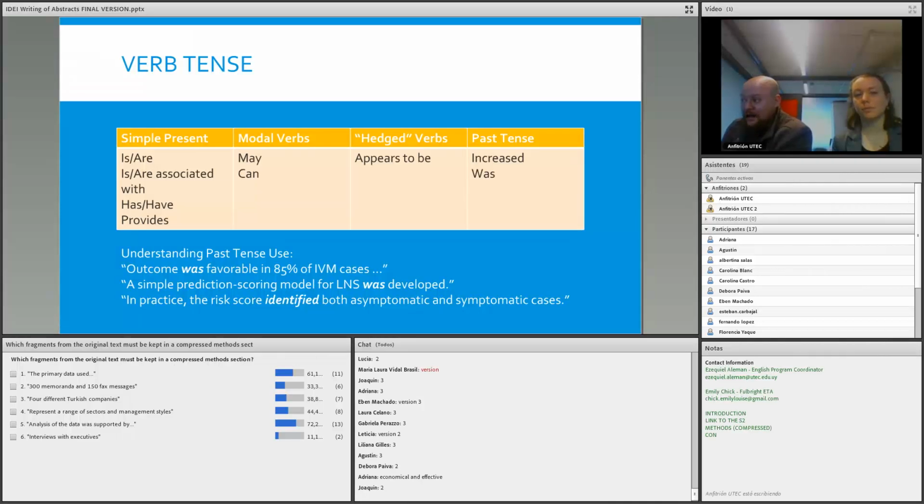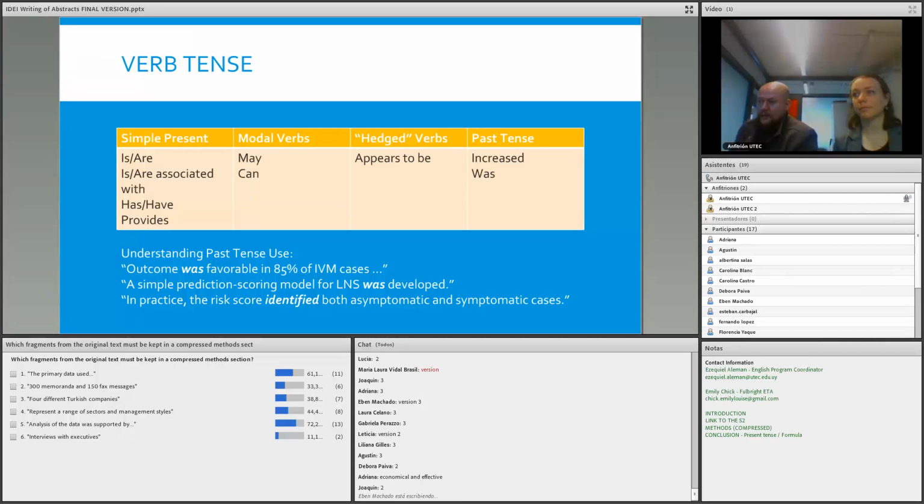And finally, when you write your conclusion, think about the tense, probably present tense will be better, and think whether you're going to use any formula to hedge your final findings or conclusions. These are the four elements you must take into account while you're writing. Okay?